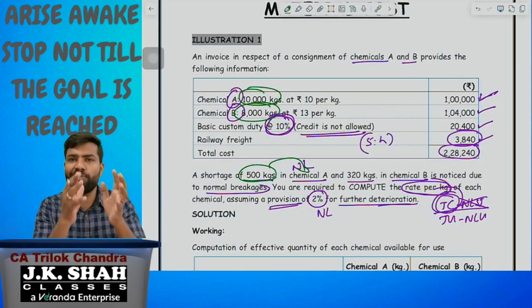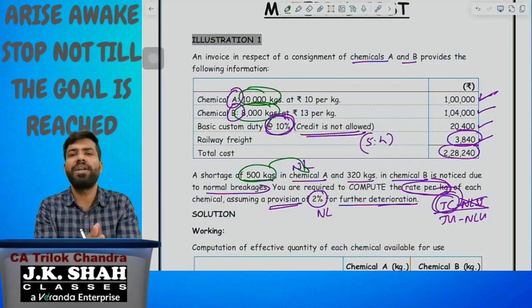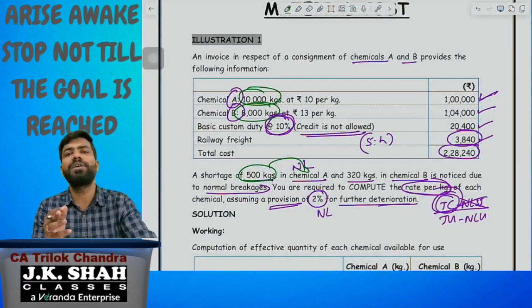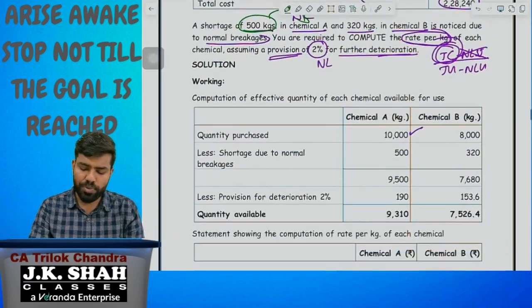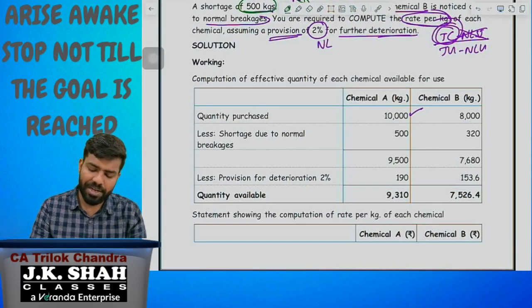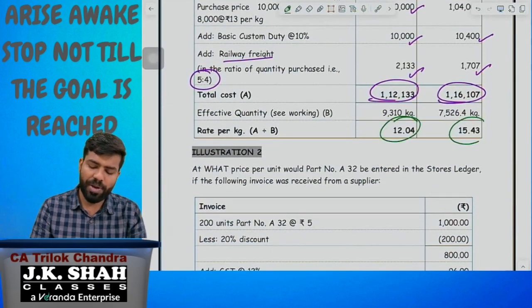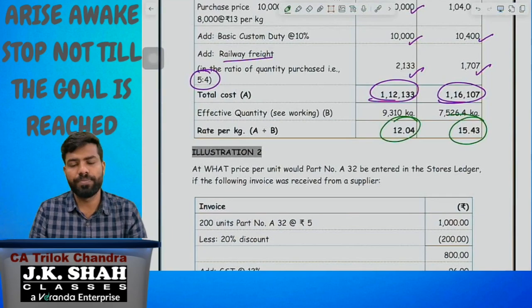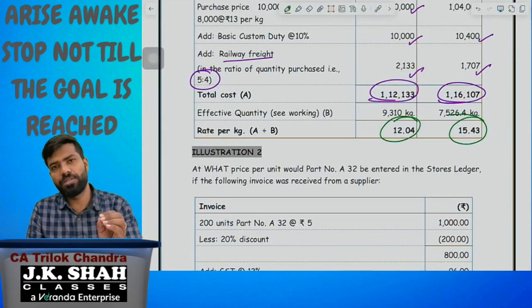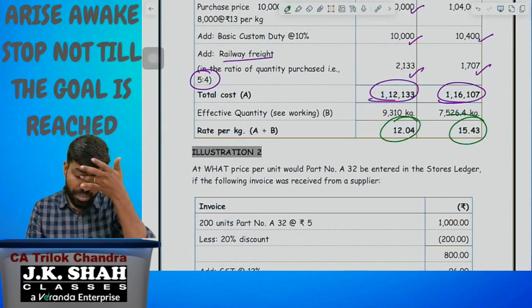10,000 minus 500, 9,500. On that 9,500, we are going to create a provision of 2%, which comes to, see here, 190. The net quantity is 9,310. Same way we calculate chemical B. Apply this here and get the cost per kg: 12.04, 15.43. All of you clear on this? Understanding? Okay.